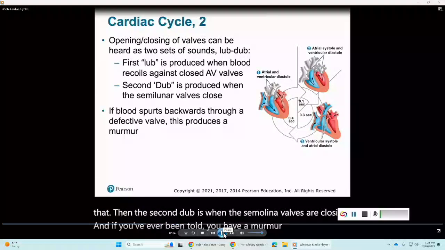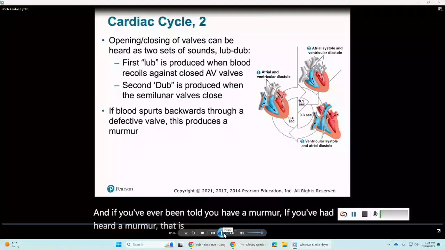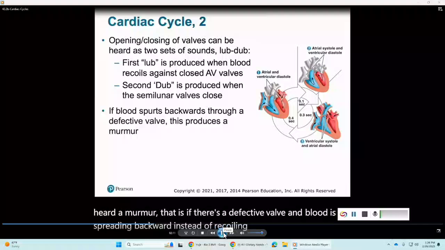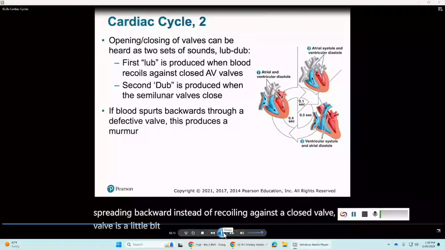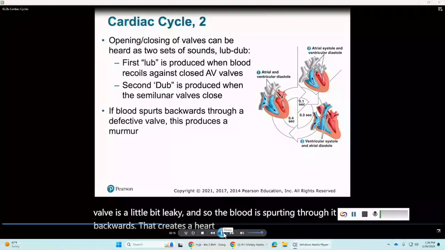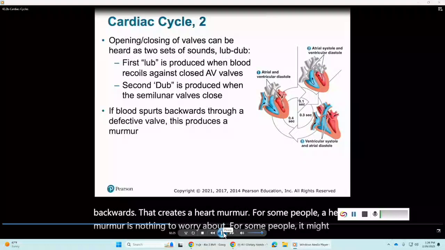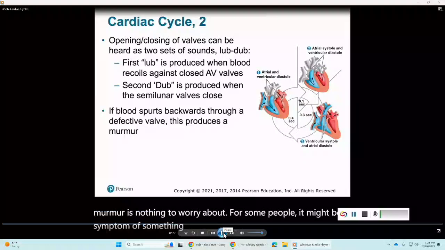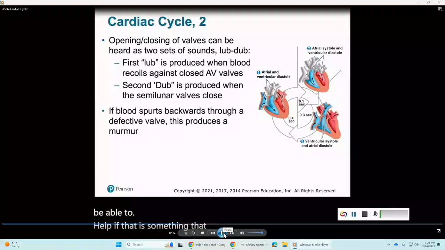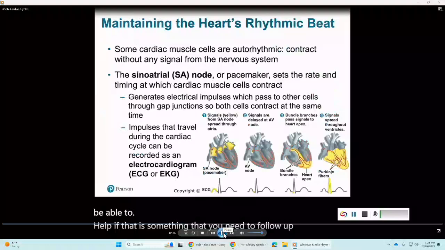semilunar valves close. And if you've ever been told you have a murmur, that is if there's a defective valve and the blood is spurting backwards instead of recoiling against a closed valve. Your valve is a little bit leaky, so the blood is spurting through it backwards. That's what creates a heart murmur. For some people, a heart murmur is nothing to worry about. For some people, it might be a symptom of something more going on. And a cardiologist would be able to help you if that is something that you need to follow up with.